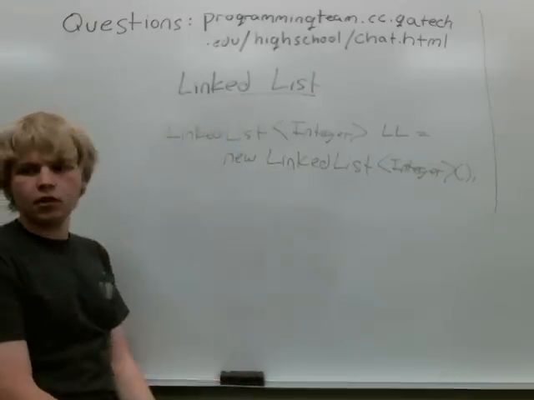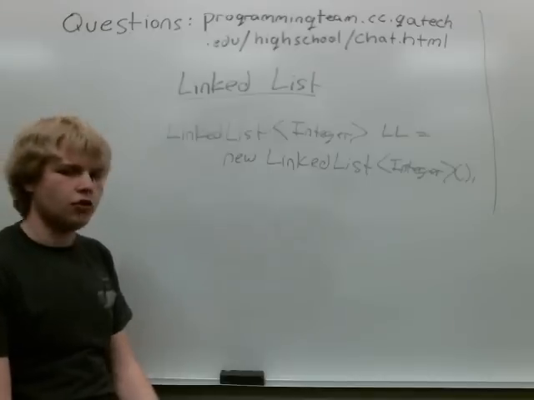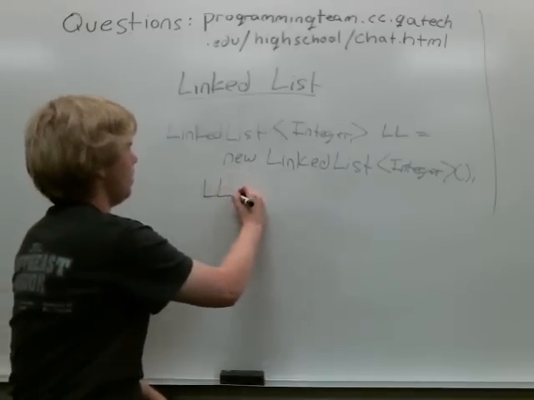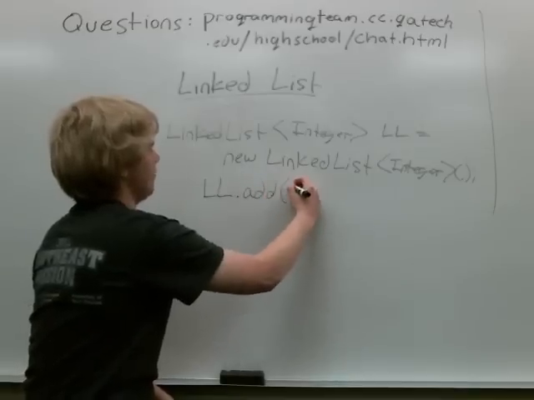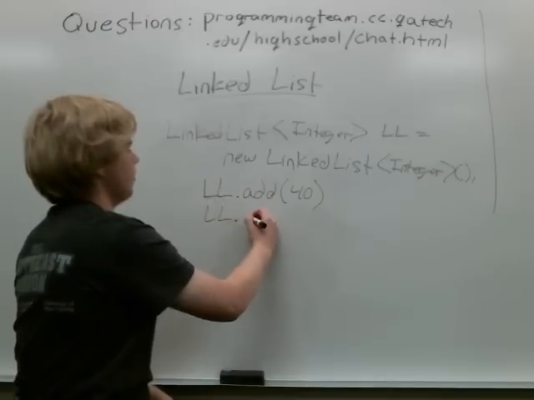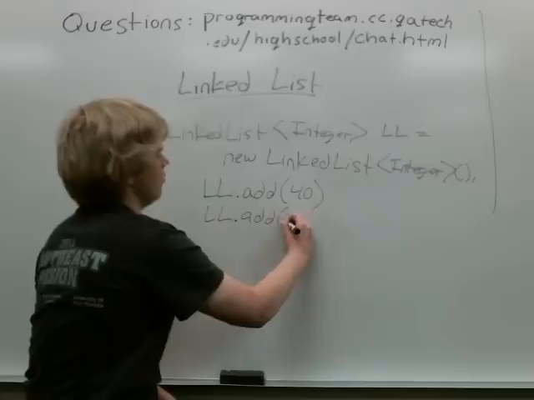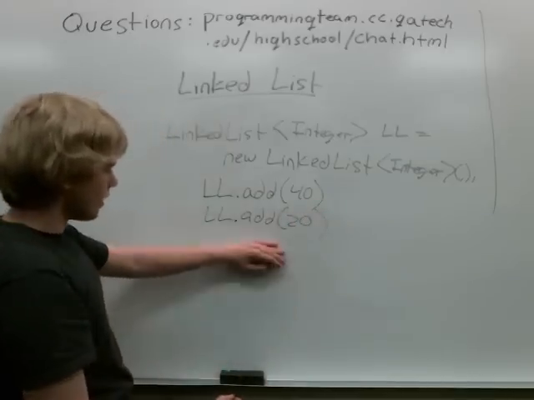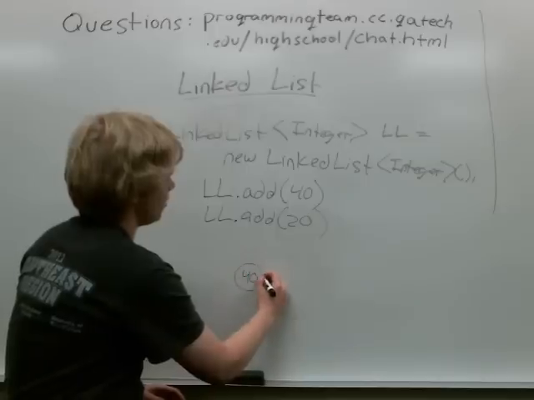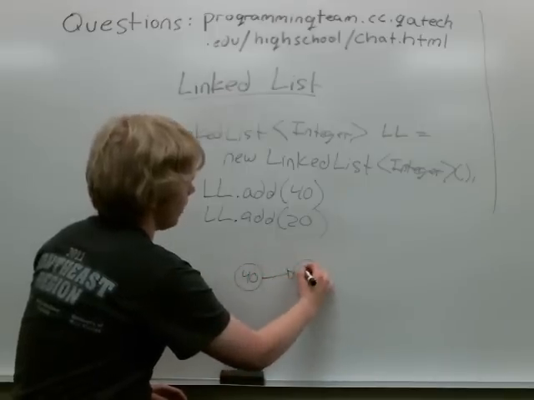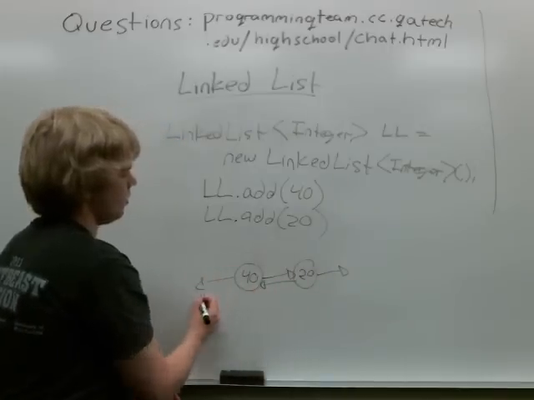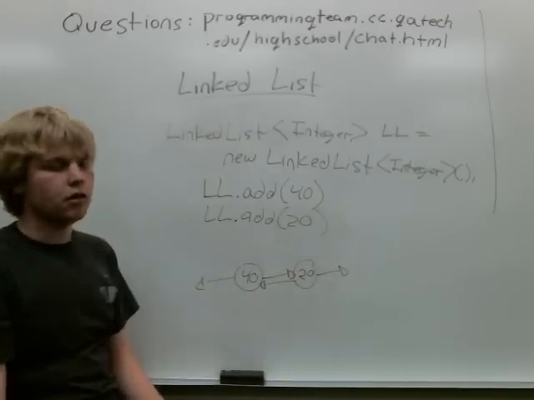So now, linked list has all sorts of methods. Like if I wanted to add an integer to it, I could do ll.add(40). Then I could do ll.add(20). And so if I executed these two lines, what I'm going to have is basically 40, and then after that, I'm going to have a 20. So this is what my linked list looks like right now.